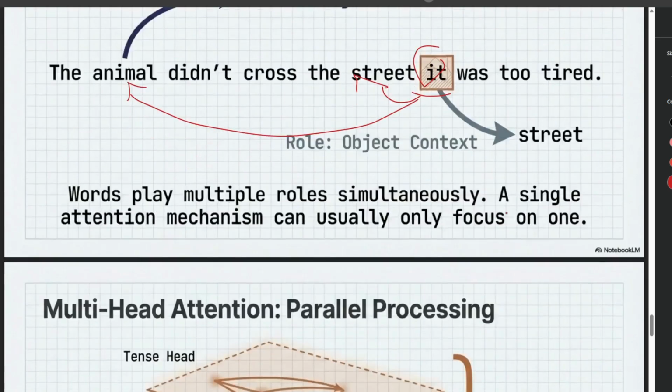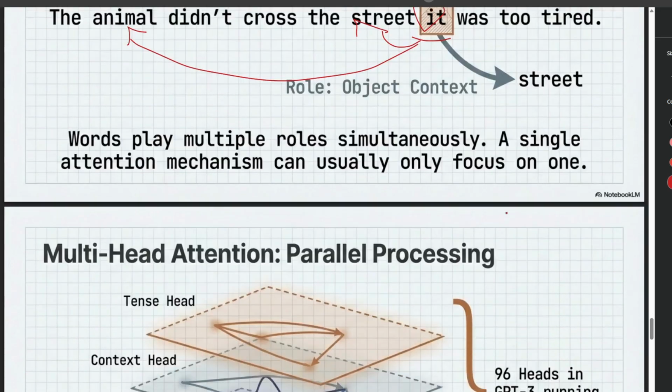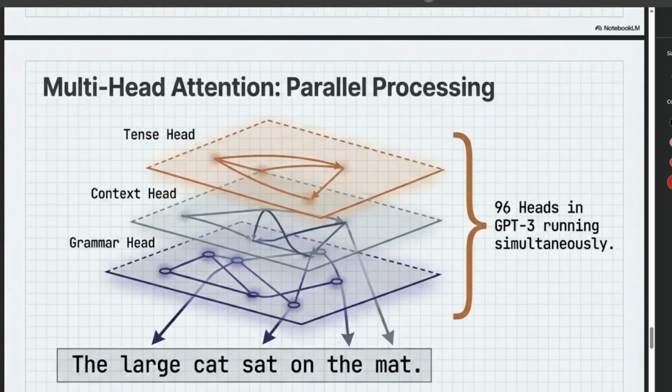So we use multi-head attention. We run the attention process multiple times in parallel. For example, GPT-3 uses 96 heads. One head might track subject-verb agreement, another track the next word neighbors, another might look for rare words. This gives the model a rich, multidimensional understanding of the text.